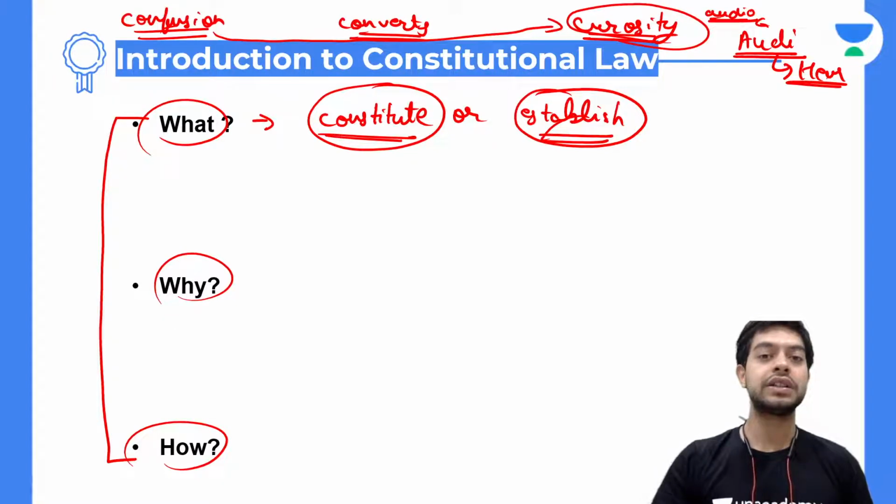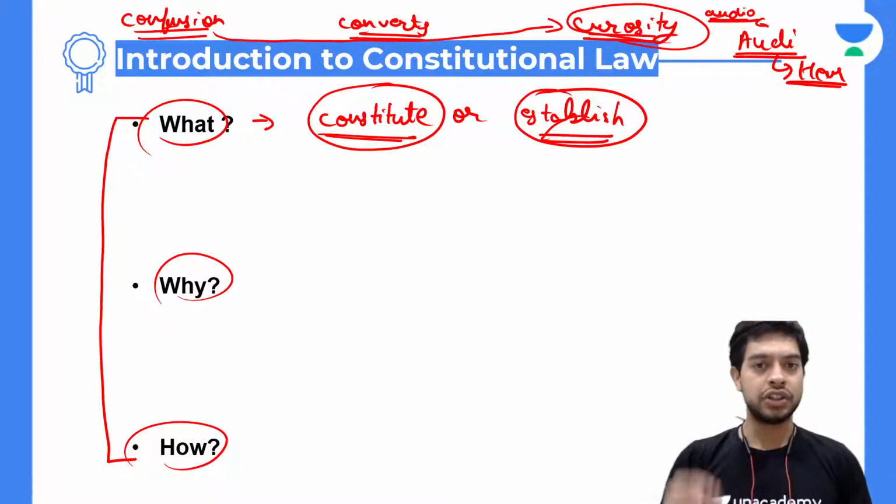Article 1 starts with: India, that is Bharat, shall be a union of states and union territories.